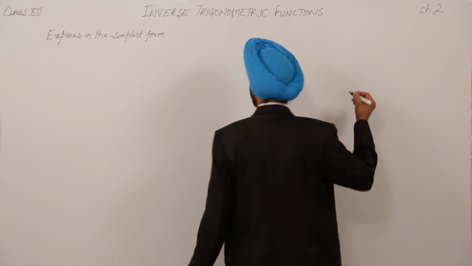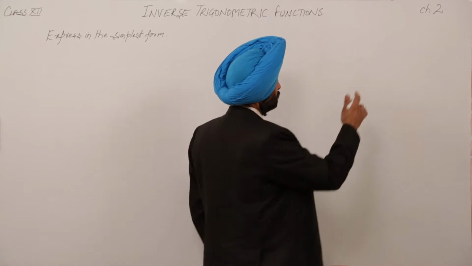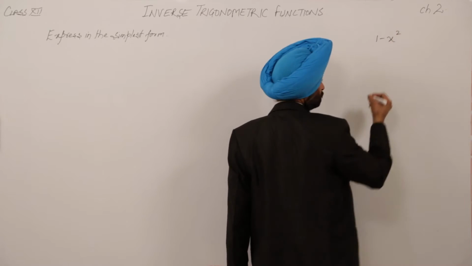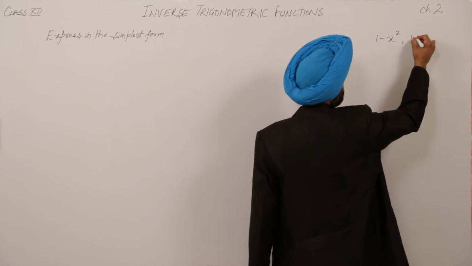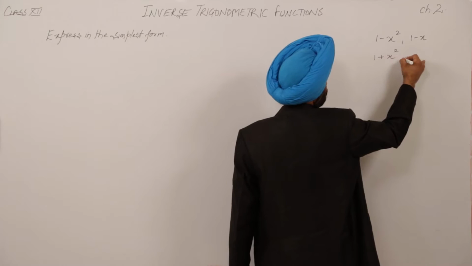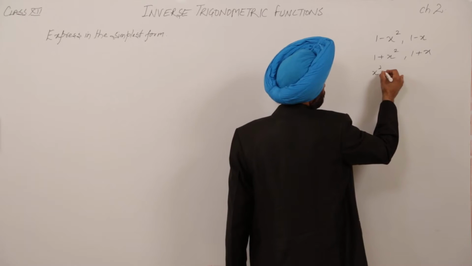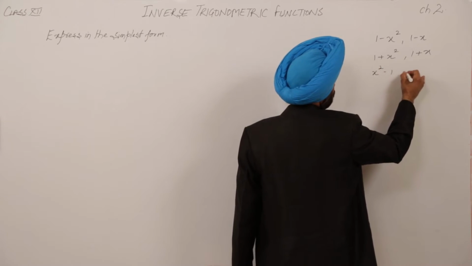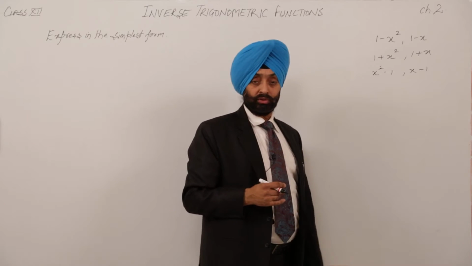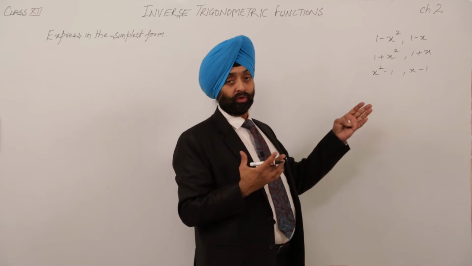Now basically, for the simplest form, there will be some terms, some expressions. For example, it is 1 minus x square, or it can be 1 minus x. It can be 1 plus x square or 1 plus x. It can be x square minus 1 or x minus 1. Now when we are having such a type of question where the numerator or denominator is the same, then we have to suppose something for that part.